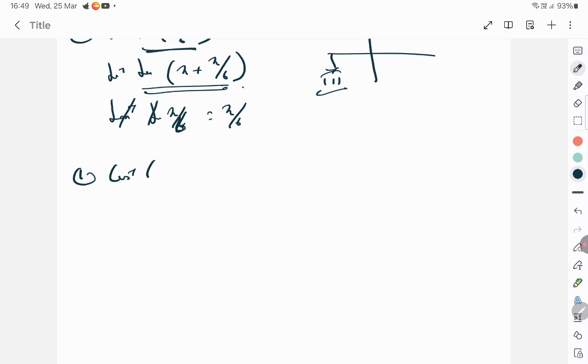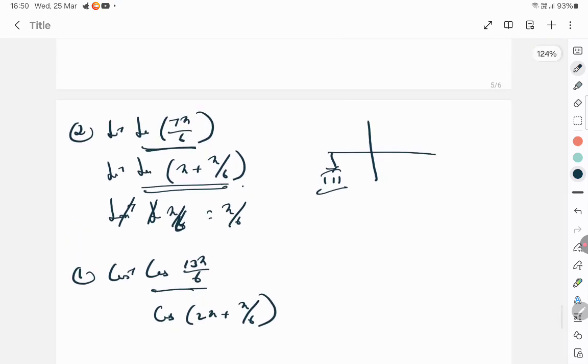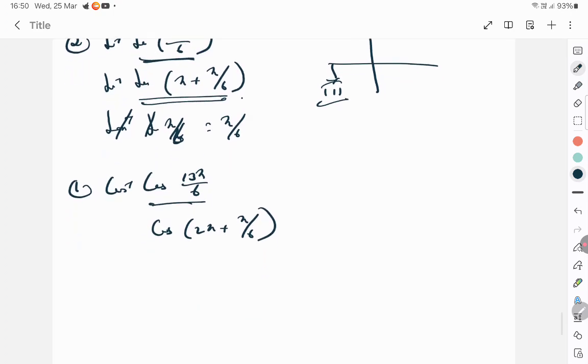Next, cos inverse of cos 13 pi by 6. Solve the trigonometry. Cos of (2 pi plus pi by 6); it's either pi minus or pi plus or 2 pi minus or 2 pi plus. So what works here is 2 pi plus. It's the first quadrant. 2 pi plus is in the first quadrant. It's cos pi by 6, right?